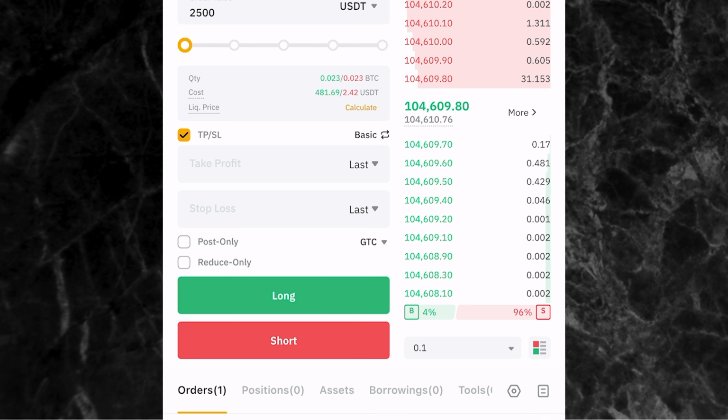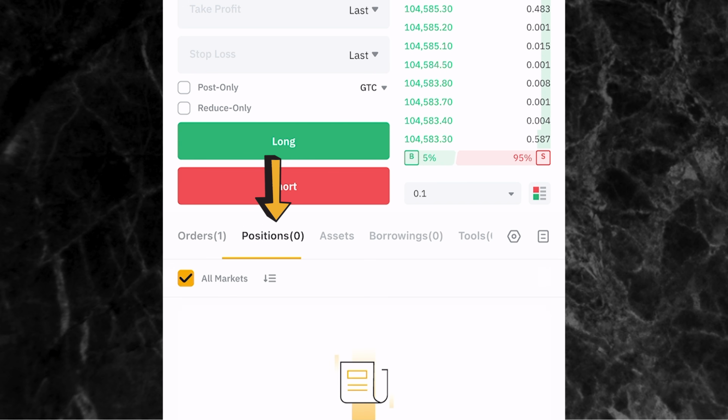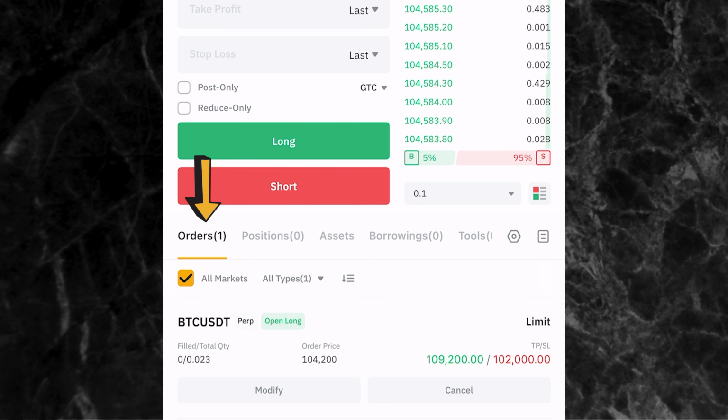Now, once you click on long, you scroll up and you will see that your trade is under orders right here. The reason why your trade is under orders is because the trade has not been executed. It is only waiting to be executed. Once it is executed, it will move under positions, where the arrow is pointing to, which is exactly where you will see your trades that are currently going on. If I click on it, I don't have anything under positions. So I don't have any executed trades right now. That's why we have it under orders, because it has not been executed.